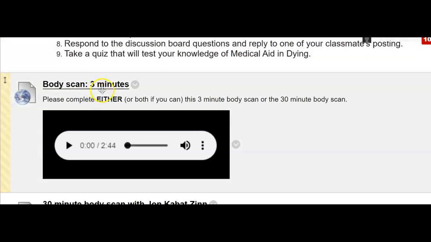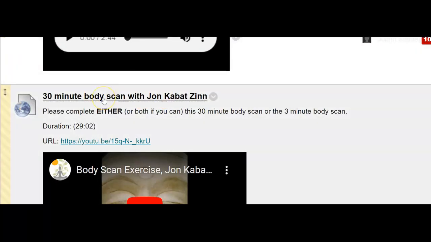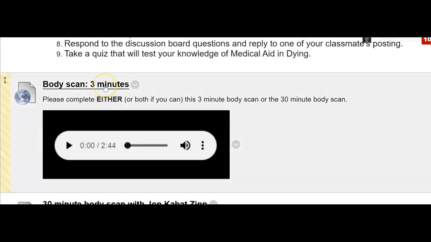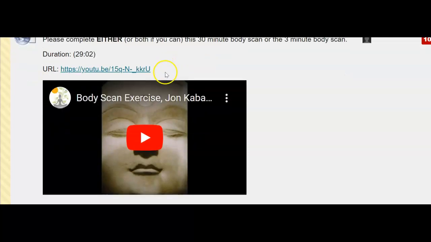So let me just show you. There's a 3-minute body scan, just so that you can at least experience this. You can choose to do the 3-minute body scan, or you can do a 30-minute body scan. You can do both. But I want to make sure that those with limited time do at least have that experience. This is by Jon Kabat-Zinn, who is renowned as far as his work in mindfulness and mindfulness-based stress reduction. MBSR was originated by Jon Kabat-Zinn.